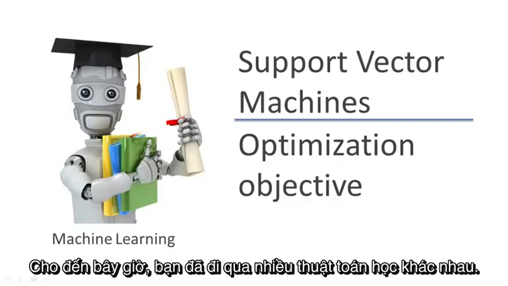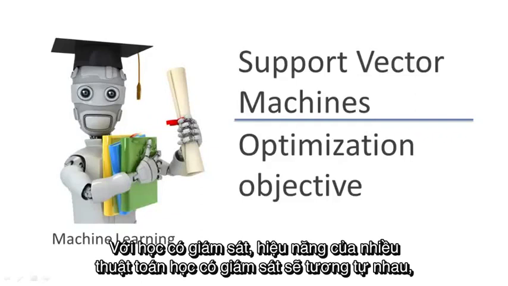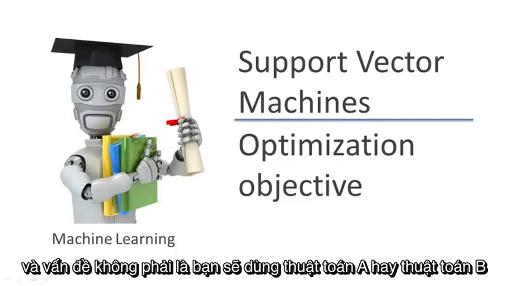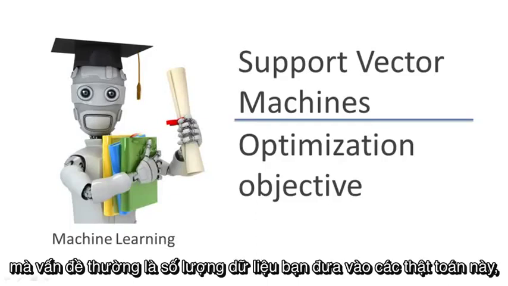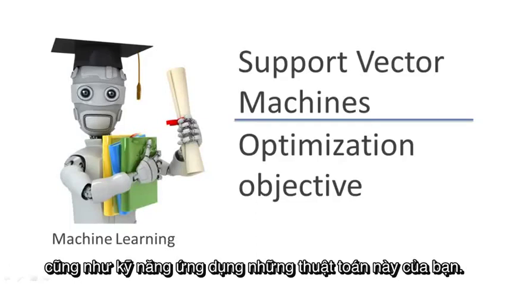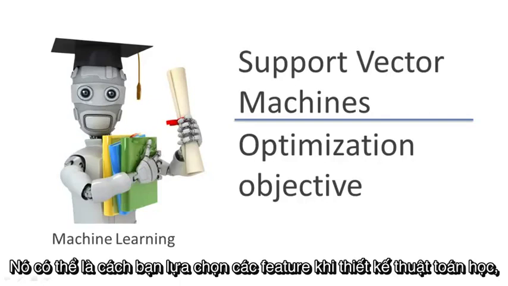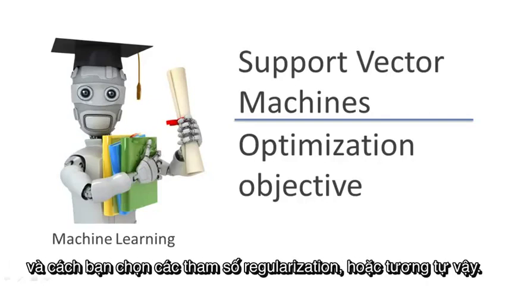By now, you've seen a range of different learning algorithms. Within supervised learning, the performance of many supervised learning algorithms will be pretty similar, and what matters less will often be whether you use learning algorithm A or learning algorithm B, but what matters more will often be things like the amount of data you train these algorithms on, as well as your skill in applying these algorithms, things like your choice of the features that you design to give the learning algorithms and how you choose the regularization parameter and things like that.